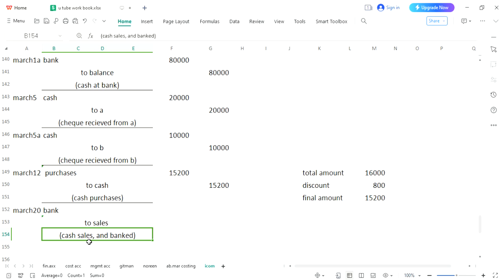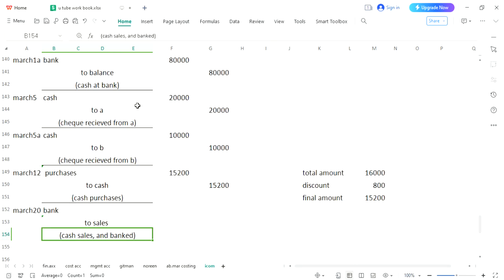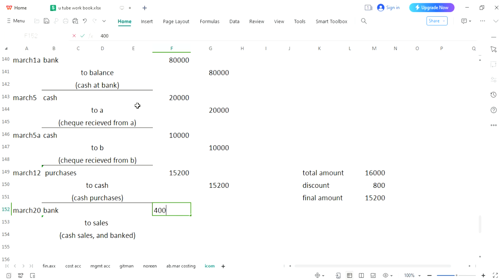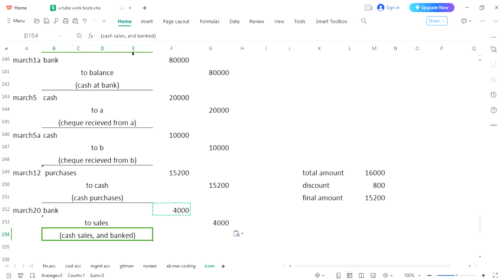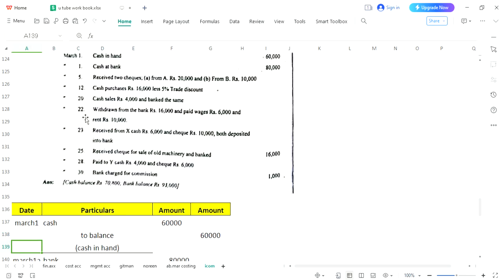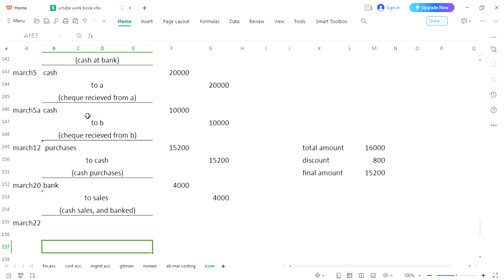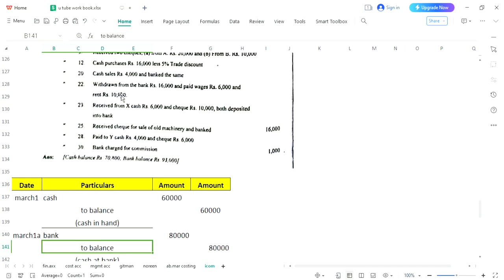In this way, cash sales and banked entry is bank to sales. March 20, amount is 4,000. Let's put 4,000 on debit side and same amount we are supposed to write on credit side. In this way, March 20 entry has been completed. Let's see what is next. March 22. First we will put the date, and now we will see what March 22 is saying.